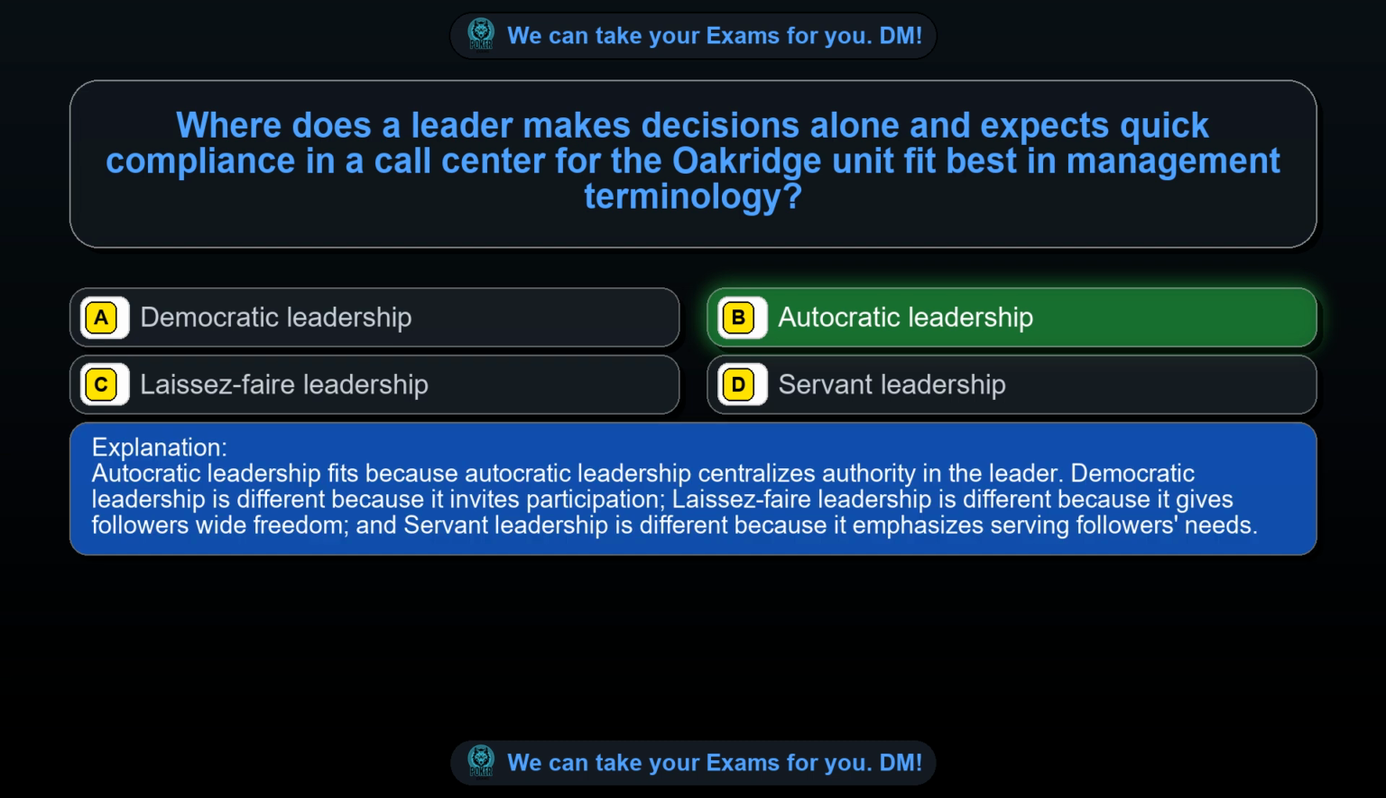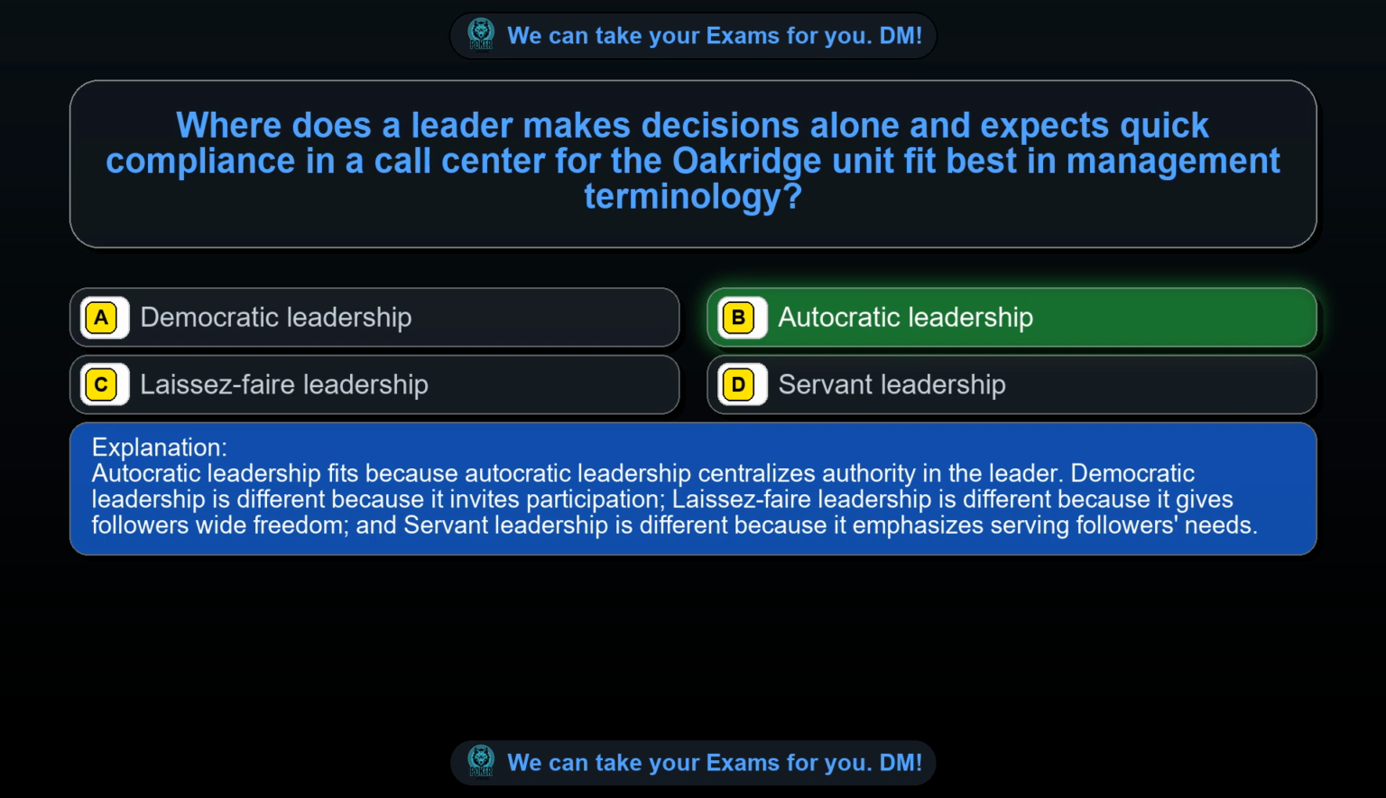Autocratic leadership fits because autocratic leadership centralizes authority in the leader. Democratic leadership is different because it invites participation. Laissez-faire leadership is different because it gives followers wide freedom, and servant leadership is different because it emphasizes serving followers' needs.